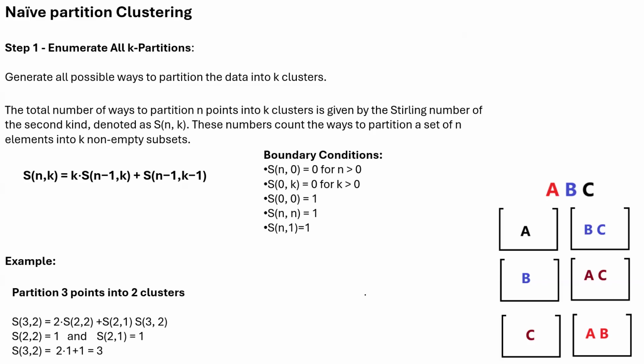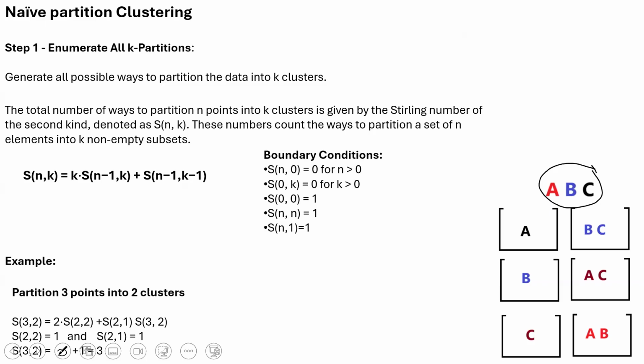Creating all possible clusters means, let's suppose you're given three different points. You don't know how similar A is to B, how similar B is to C. You're trying to find that out, right? The clustering algorithm's main goal is to come up with that particular grouping of similar items. But in the naive partition or naive clustering algorithm, the first step is to enumerate all possible combinations or all possible clusters with the given points.